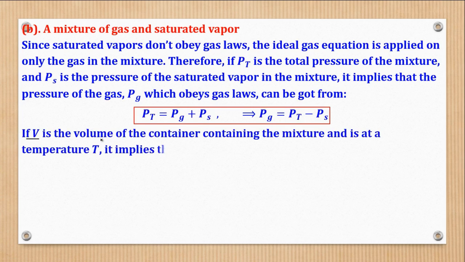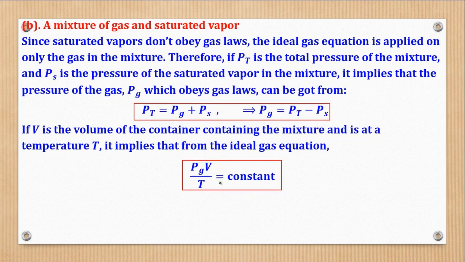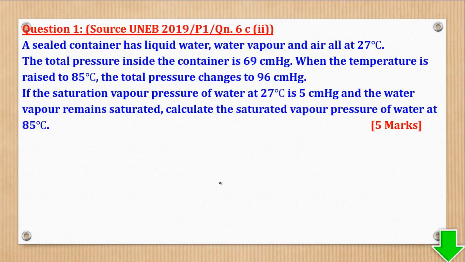Therefore, if V is the volume of the container containing the mixture and is at a temperature capital T, it implies that from the ideal gas equation, we shall now use Pg times V over T. Remember, when the mixture was unsaturated vapor plus a gas, we used Pt. But in this case, when the mixture is saturated vapor plus a gas, we use Pg because saturated vapors do not obey gas laws. So with that, we can go through these questions.